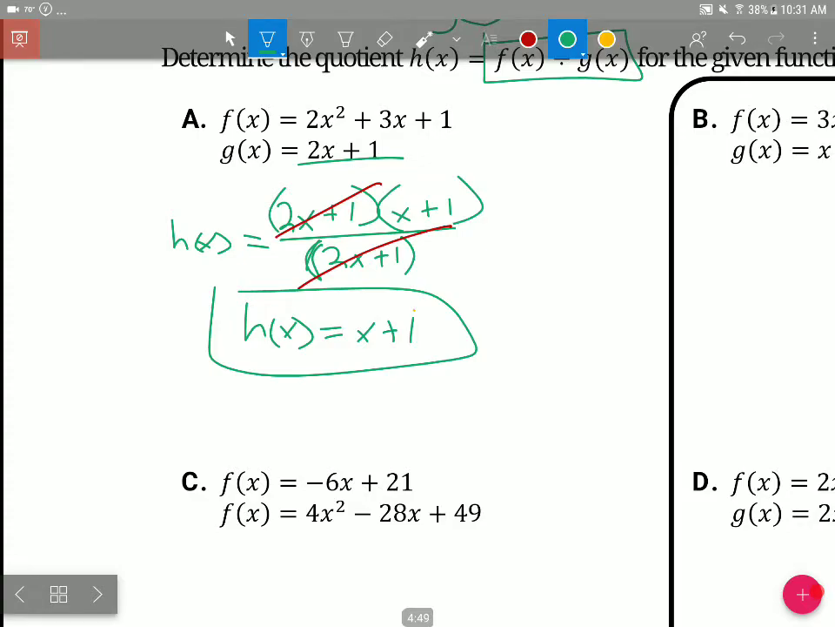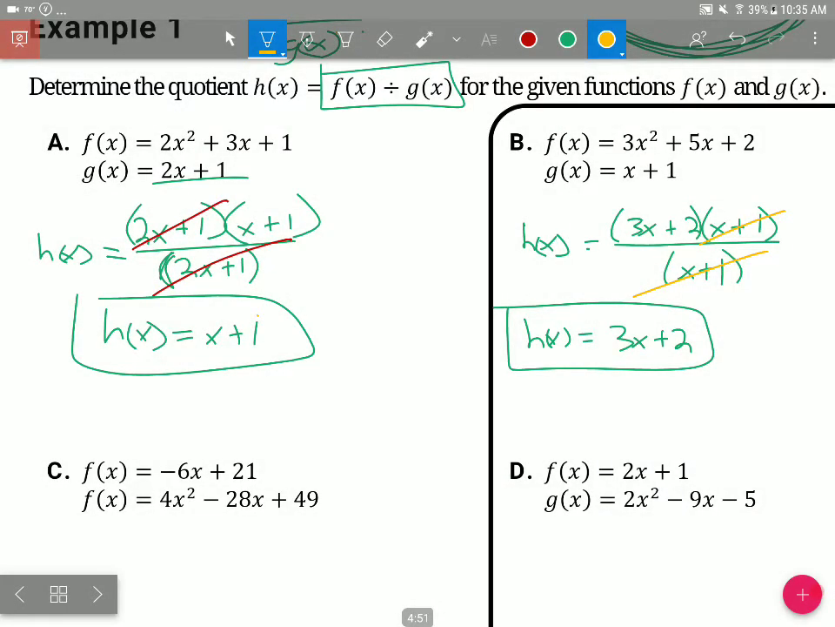We also had an x plus 1 on the bottom, so we just cancel them out. Okay? And that's it. So really, solving the problem is actually not hard. The hard part is just getting the factors out there. Okay? Alright, so let's look at letter C.